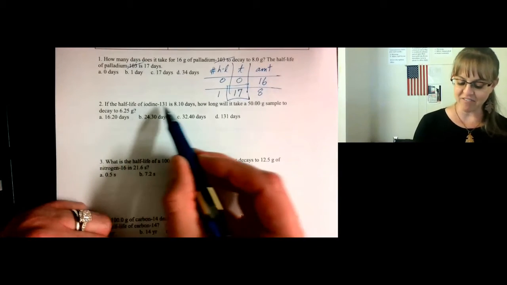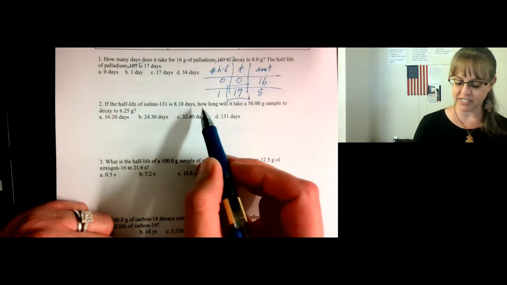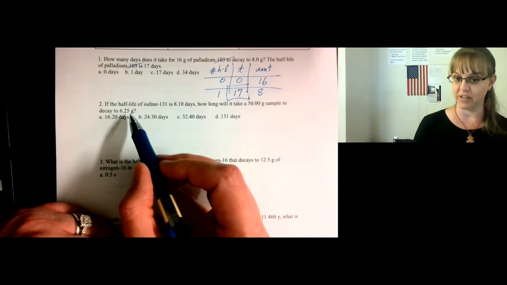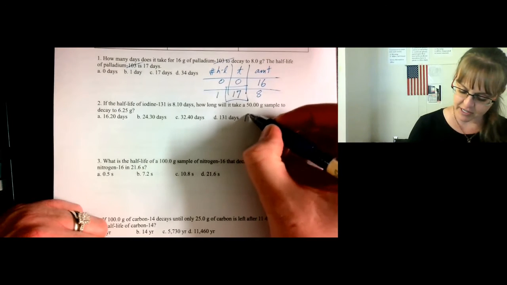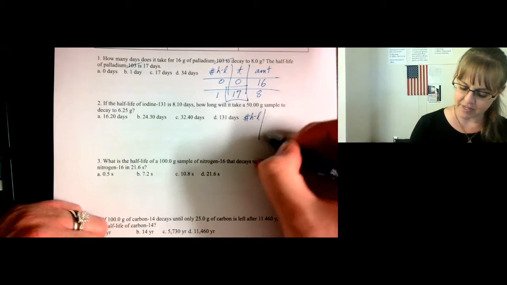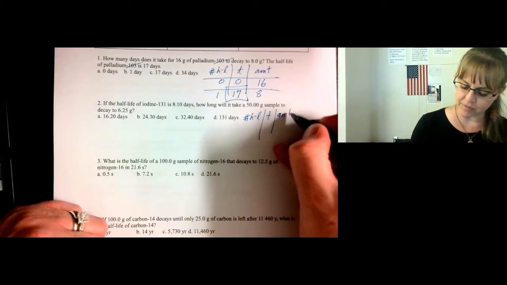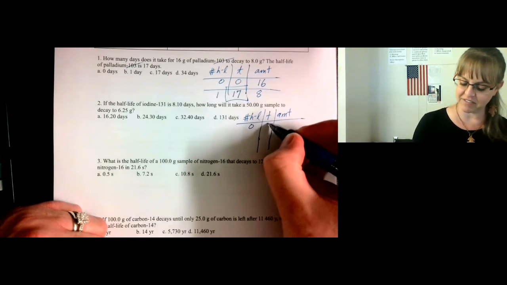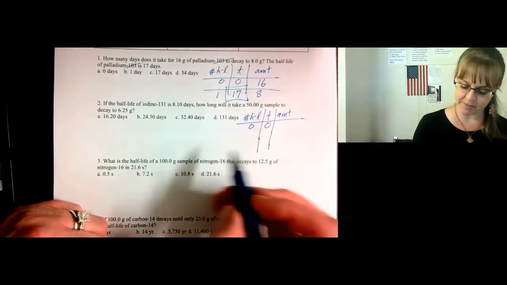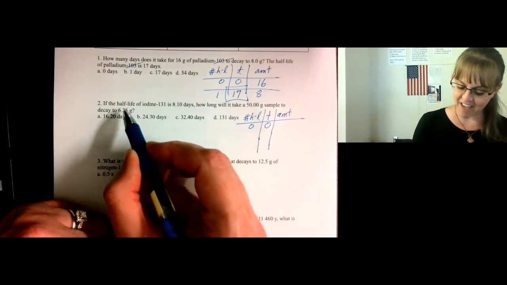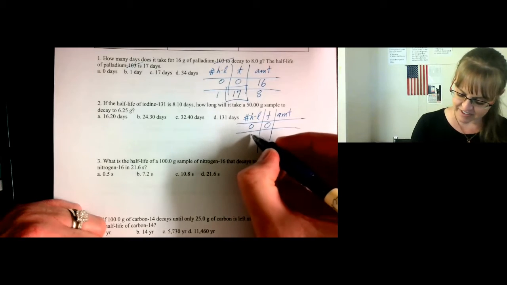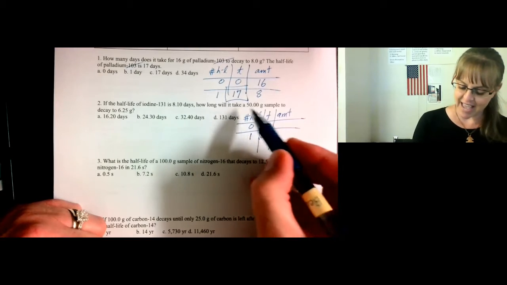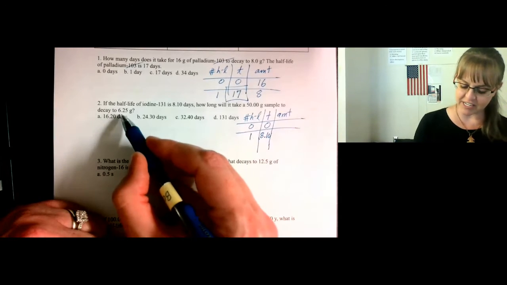Number 2, if the half-life of iodine-131 is 8.10 days, how long will it take a 50-gram sample to decay to 6.25 grams? So let's make our chart again. Number of half-lives, time, and amount. Remember, start with 0 half-lives, 0 time, and all of your substance. Let's see. The half-life, 1 half-life, is 8.10 days. And how long will it take a 50-gram sample to decay to 6.25?